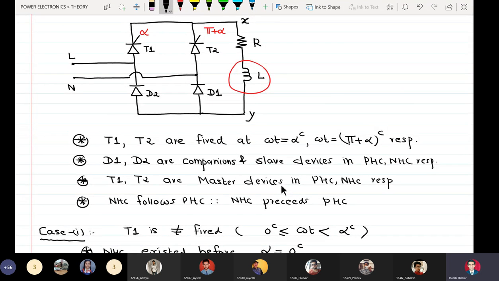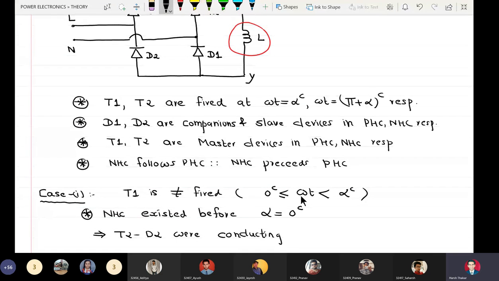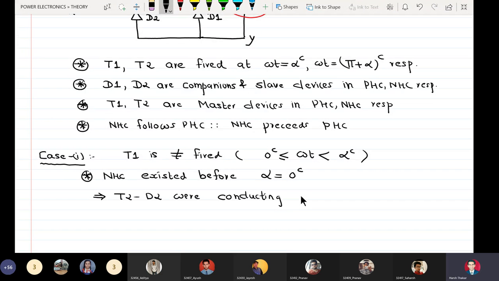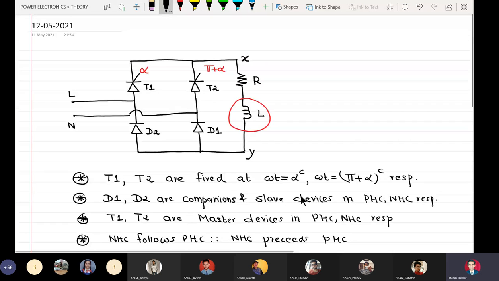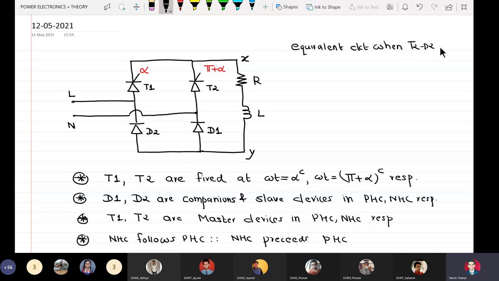I'll repeat that case number 1 is T1 is not fired. So we are speaking about interval 0 to alpha. Now negative half cycle existed before alpha equal to 0, wherein T2, D2 were conducting, right? So students understand when T2, D2 were conducting, what is the equivalent circuit? Okay, so now what I do is I will draw the equivalent circuit when T2, D2 conduct.